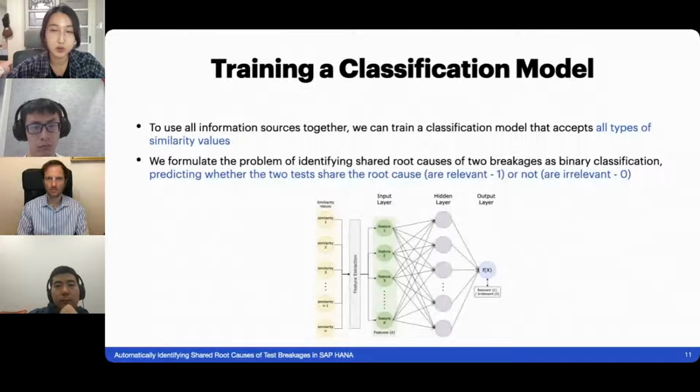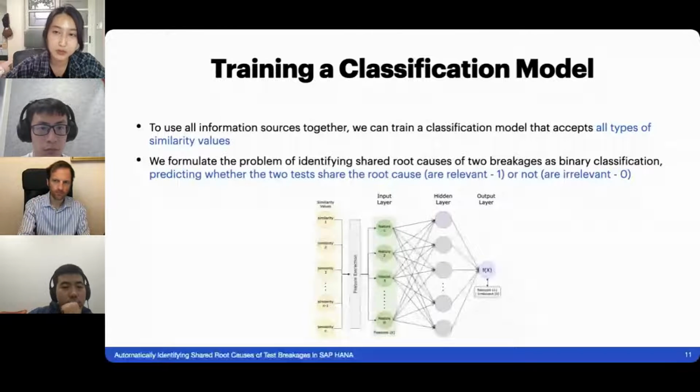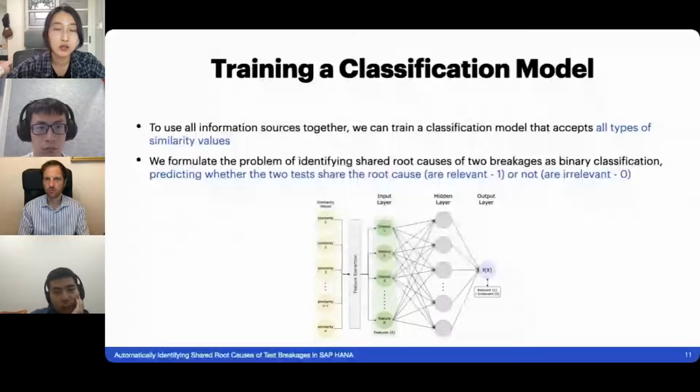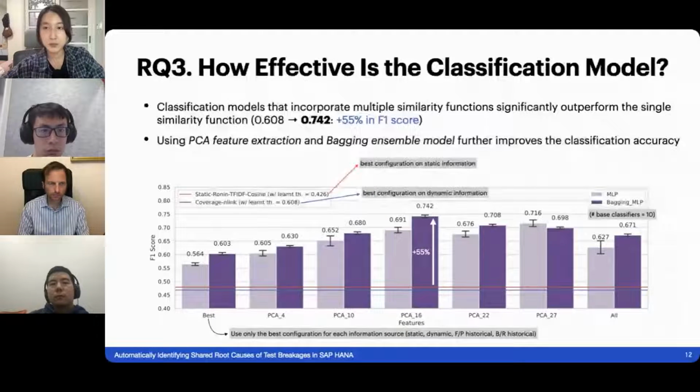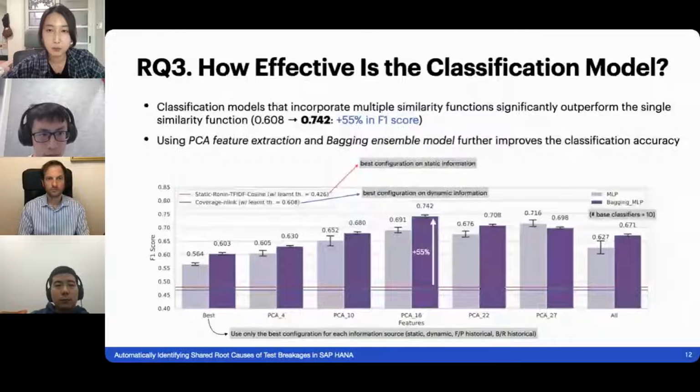To do this, we train a classification model that accepts all the similarity values and predicts the binary labels indicating whether the two tests share the root cause or not. We also confirm that the classification model outperforms all single similarity functions by a large margin. Among various model configurations, the combination of PCA feature extraction and Bagging ensemble model was the best performing one.